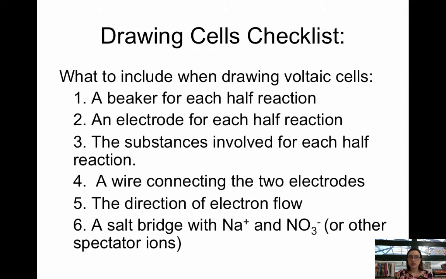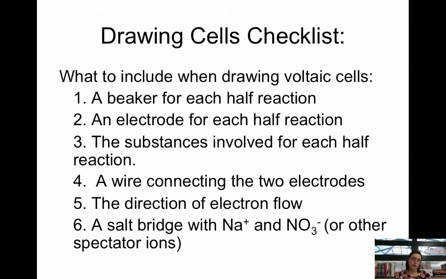So when you're drawing a voltaic cell, you need to include a beaker for each half reaction. So you need the anode beaker and the cathode beaker. You need an electrode for each half reaction. So whether that means you have a strip of metal or a platinum cathode for hydrogen. Then you also need to include the substances involved. So make sure you label the strip of metal, make sure you label what's in solution. You also need a wire connecting the two. And typically with the wire you also have a voltmeter or a bulb.